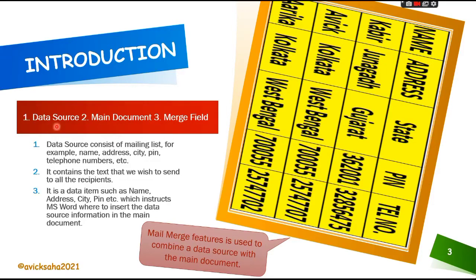First of all, you need to know what is a data source. A data source consists of a mailing list, for example, name, address, state, city, PIN, telephone numbers, etc. And what is a main document? It contains the text that we wish to send to all the recipients. And what is a merge field? It is a data item such as name, address, city, PIN, etc., which instructs MS Word where to insert the data source information in the main document.